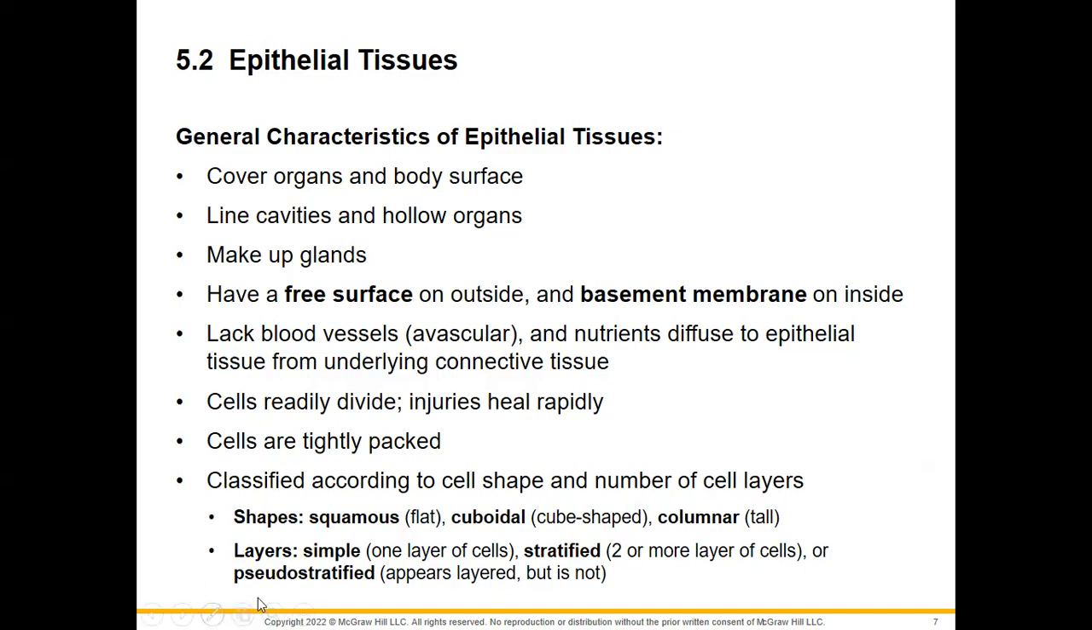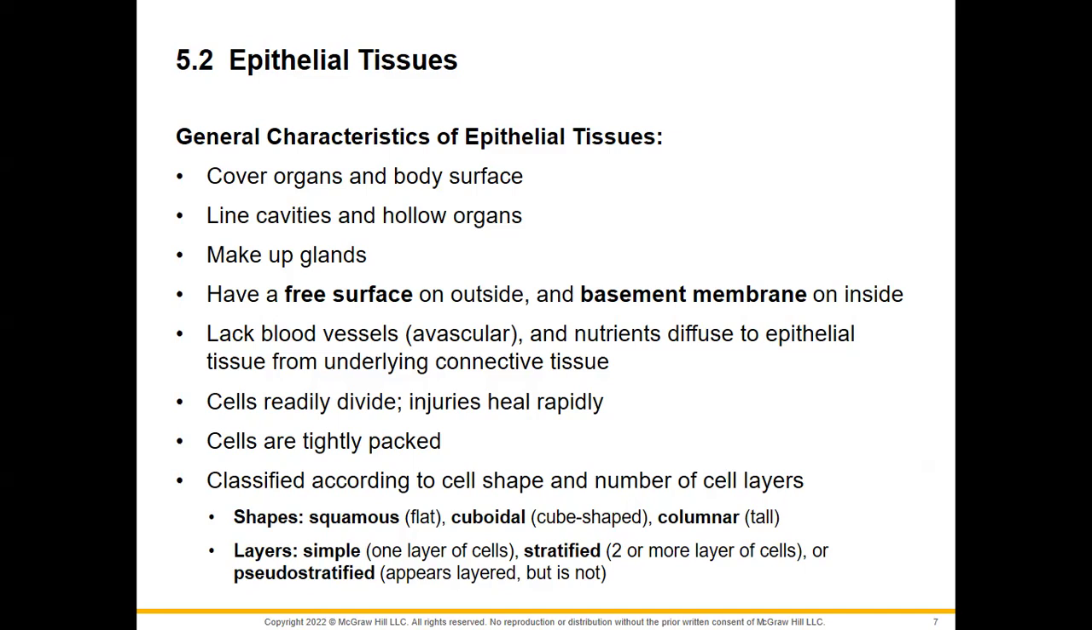Looking at the layers, these cells are going to be either one cell layer thick or more than one cell layer thick. If these cells are one cell layer thick, then they are referred to as simple. Simple means only one layer of cells. Then you have stratified: cells that have more than one layer, regardless of how many layers it is, whether it's 2 or 200, they're called stratified.